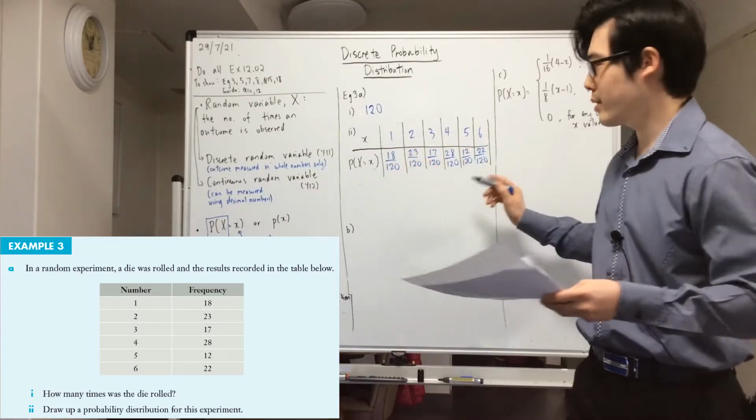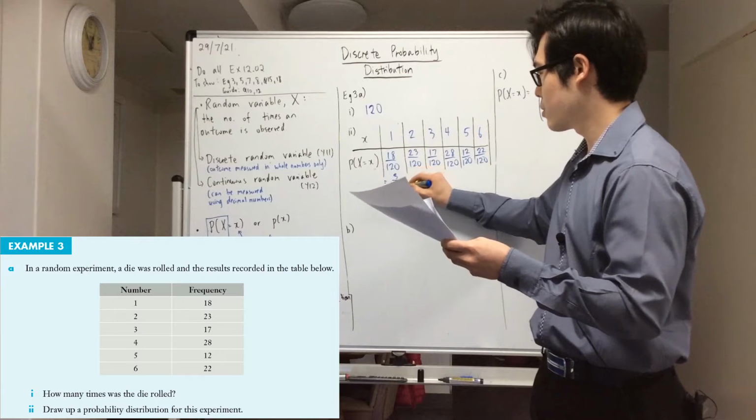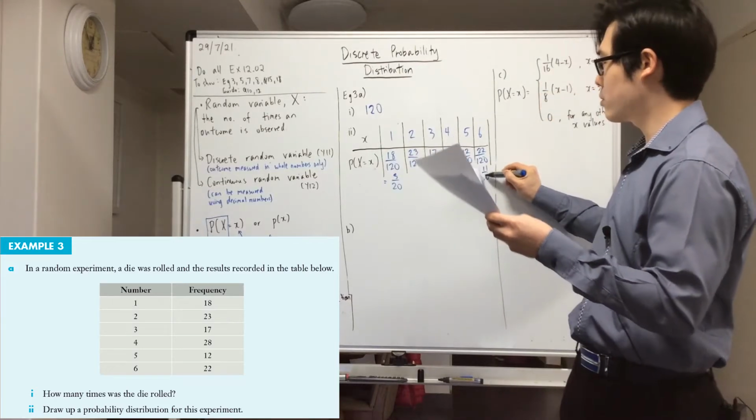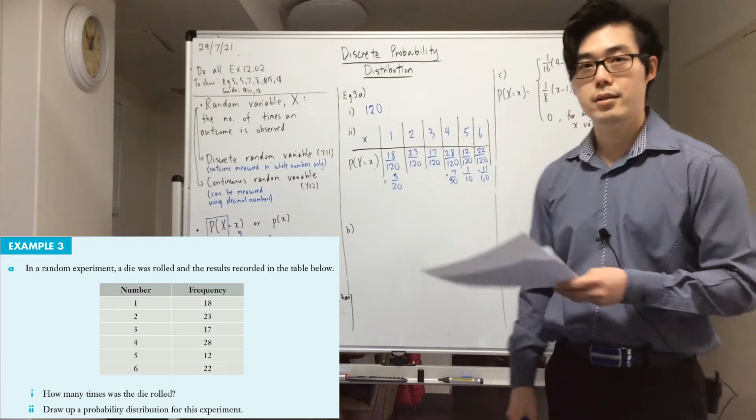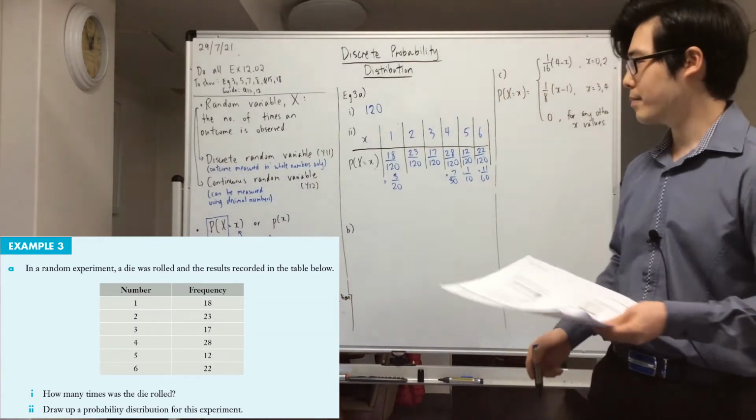Also make sure once you've written them down, write down the simplified fraction. So put it in your calculator. This is what you call your probability distribution. They can also say draw up a probability function.